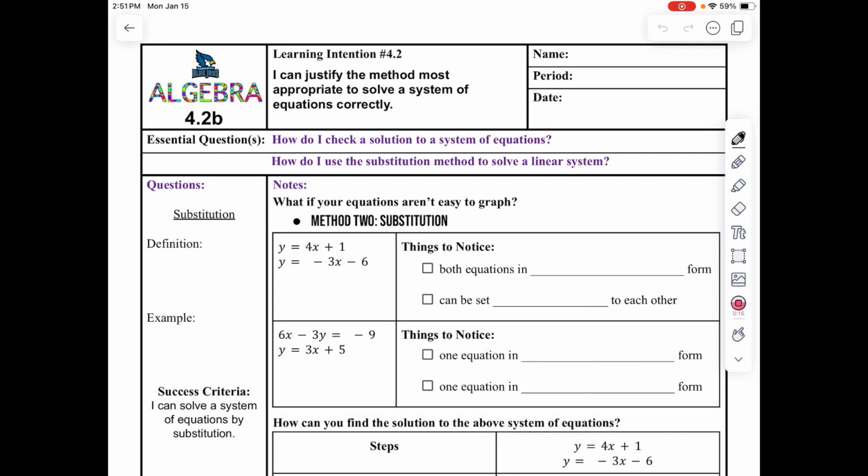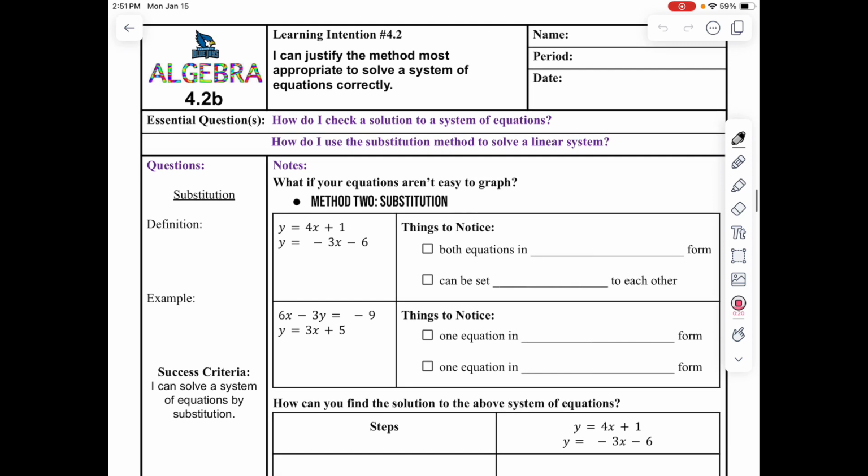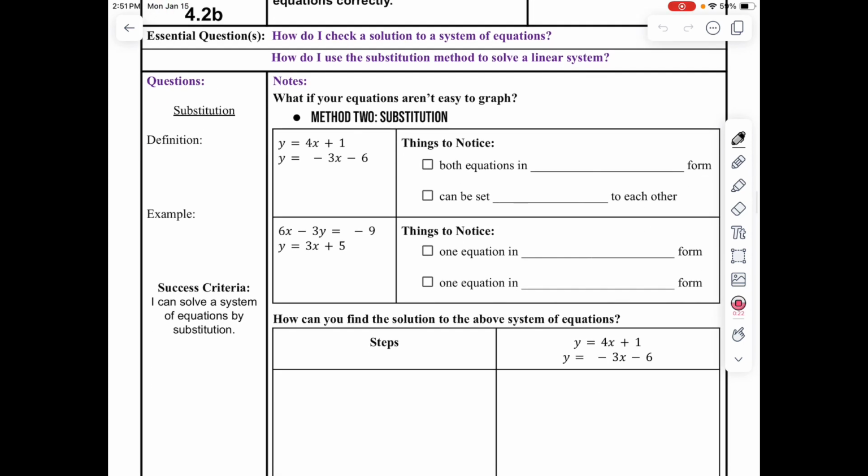When we talk about substitution, most importantly we're talking about replacing one value with another. So one of the things that we'll talk about is how these two equations can work together depending on how they're set up and what form they sort of take originally.